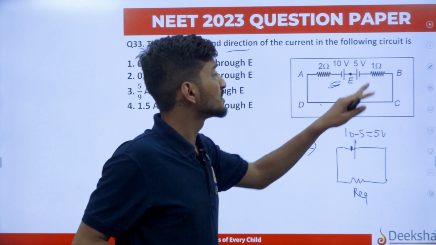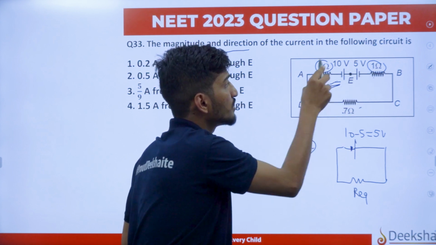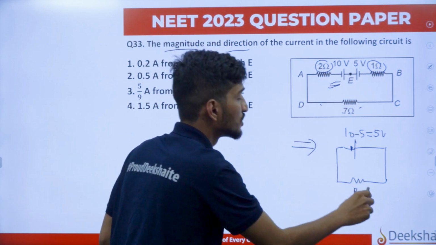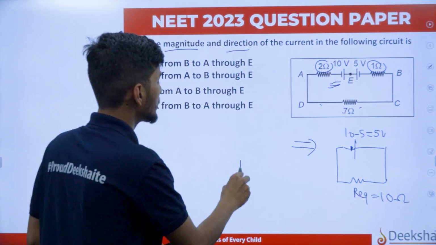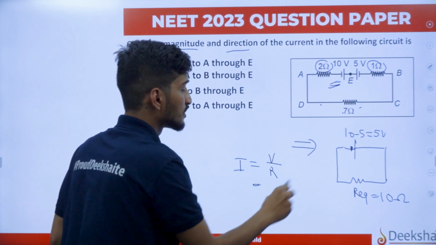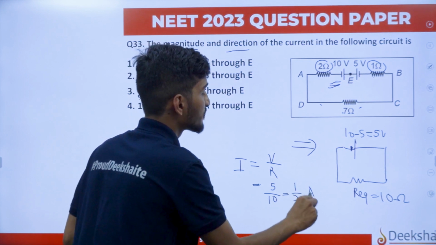What is the R equivalent of this circuit? We have three resistances, 1, 2 and 7. Together their equivalent is going to be 1 plus 7 plus 2, 10 ohm. So if I were to just talk about the current here, current will simply be V by R, which is 5 by 10, which is half ampere.